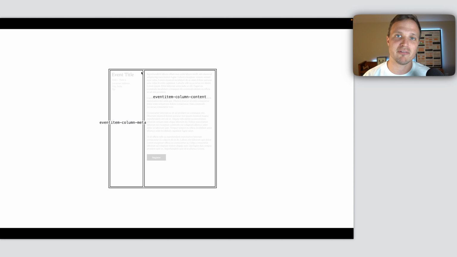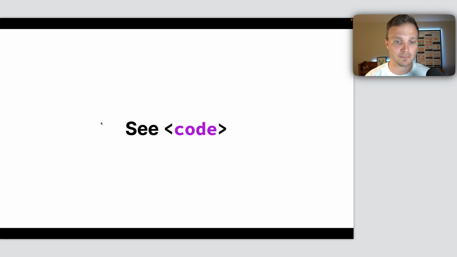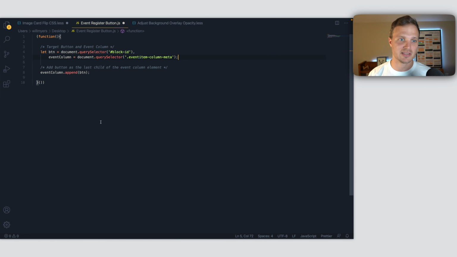So every event page is broken up like this, where you have two columns. This is our event column content, and this is our event column meta. So this is what we will be targeting. So let's look at the code. It's very simple JavaScript right here.